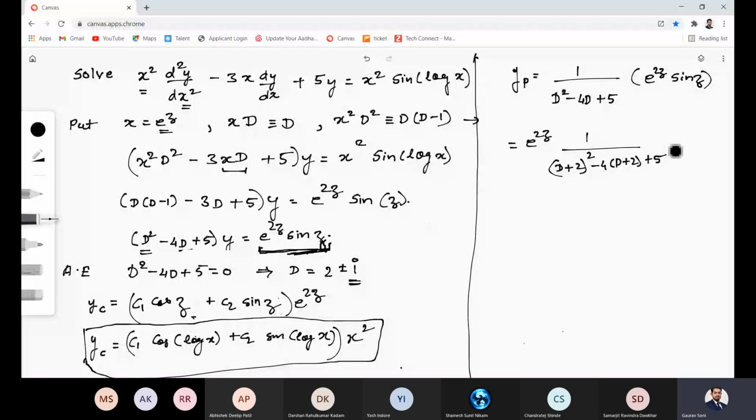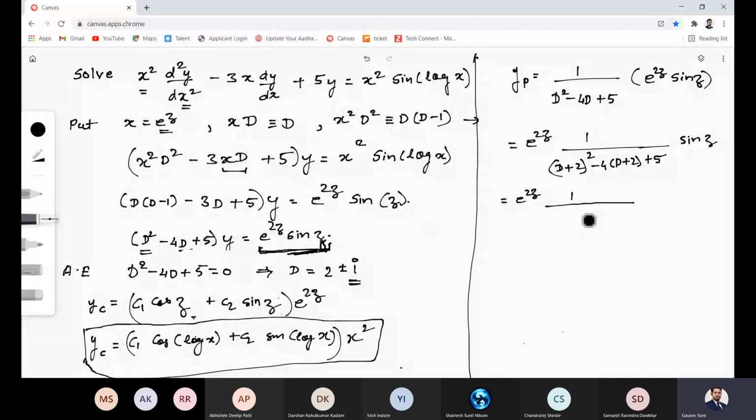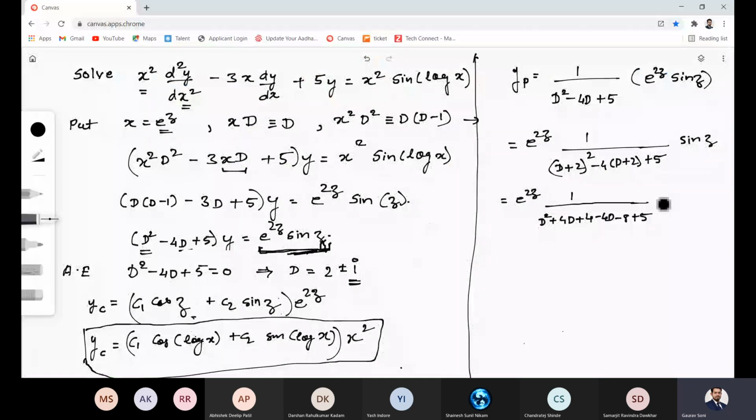So we need to simplify this. 1 upon D square plus 4D plus 4 minus 4D minus 8 plus 5, sine z. Now the plus 4D and minus 4D will get cancelled out, and with e to the power 2z, I'll have 1 upon D square plus 1, sine z.